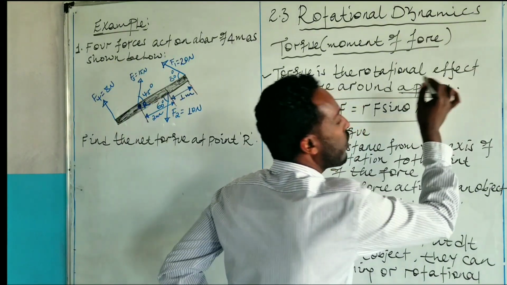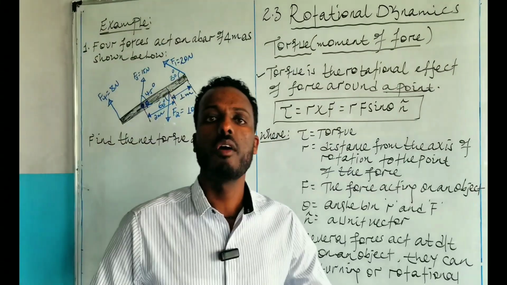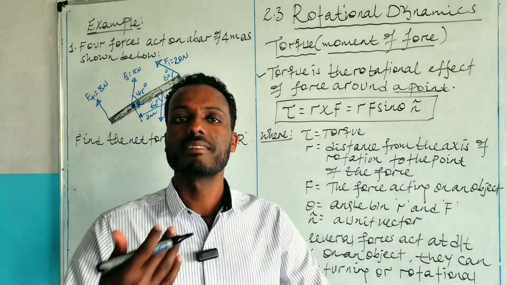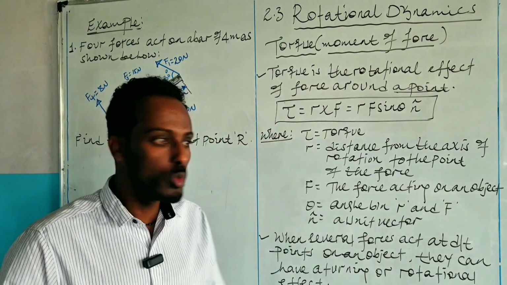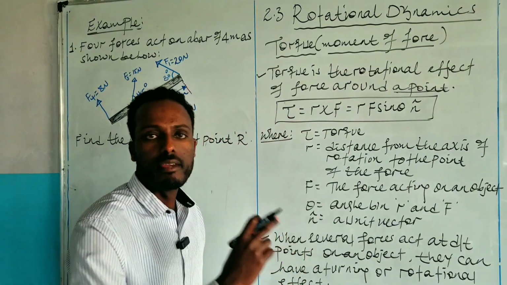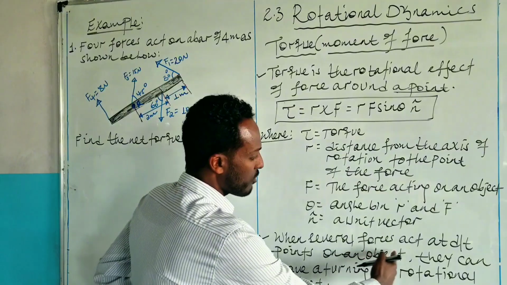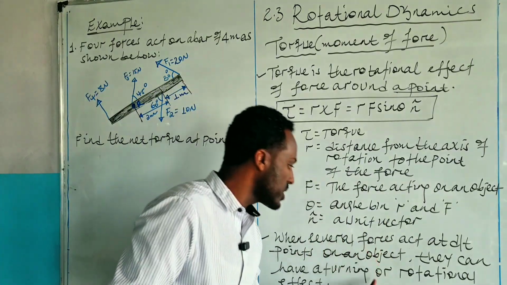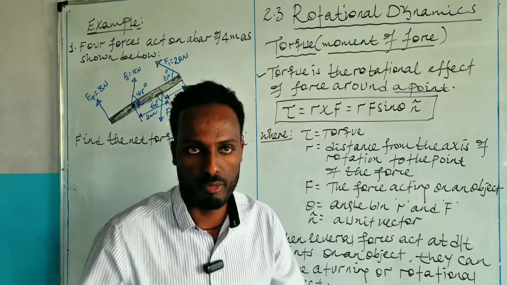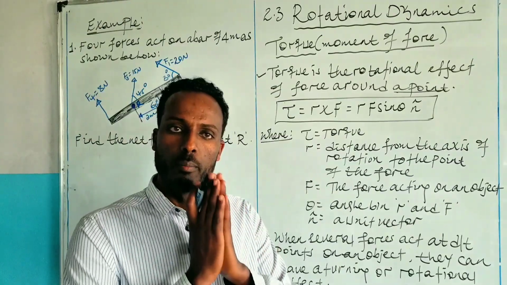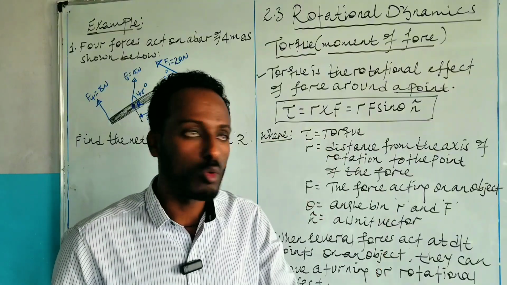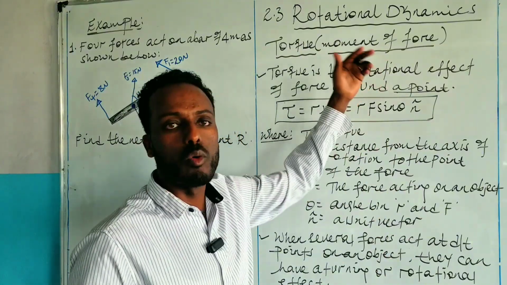When you say torque, it is the rotational effect or the rotational equivalent of the linear force around a given axis or point. If a number of forces act on a given object, there may be a turning effect, or a torque, acting on the body. When several forces act at different points on an object, they can have a turning or rotational effect.